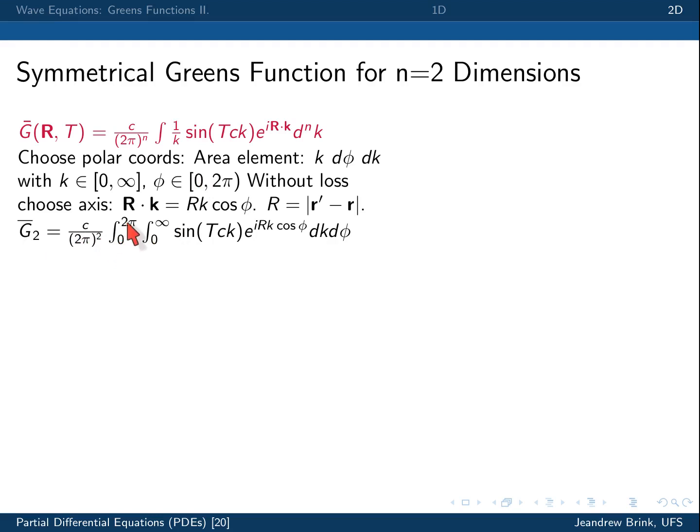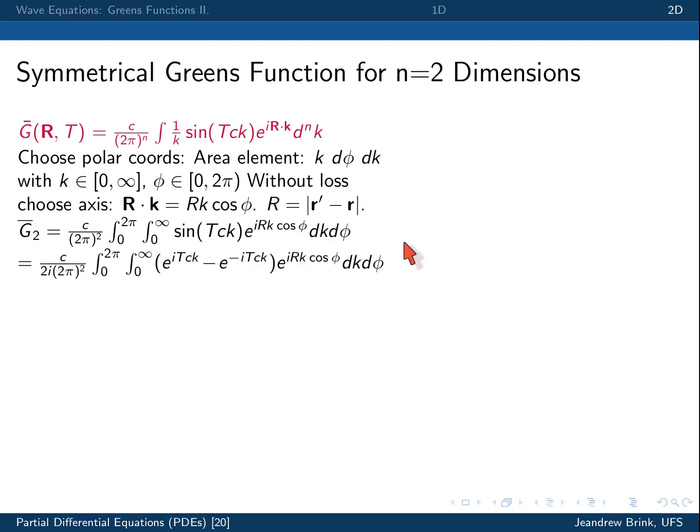And using these things, we can now express this integral for g2 as c over (2π) squared, the integral from 0 to 2π, that's the angular integral, and the integral from 0 to infinity over dk. The k in the area element very fortunately cancels out the k in the integral over here, and we're left with sin(tck) e to the i k r cos φ. So we have no more vectors. We simply now are dealing with an ordinary integral with scalar quantities, and we're going to try and evaluate that.